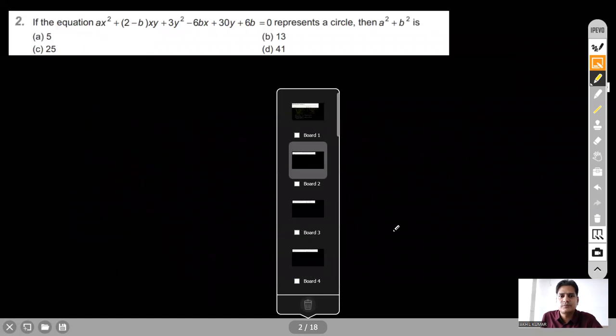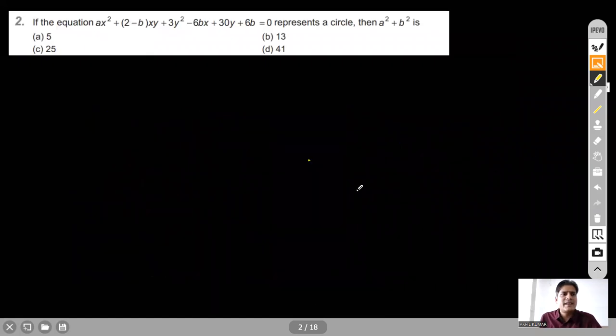Question number 2. Now it is saying if the equation ax square plus 2 minus b xy plus 3y square minus 6bx plus 30y plus 6b equal to 0 represents a circle, then a square plus b square is. Okay. So I hope all are aware of the general second degree equation. Let me write the general second degree equation.